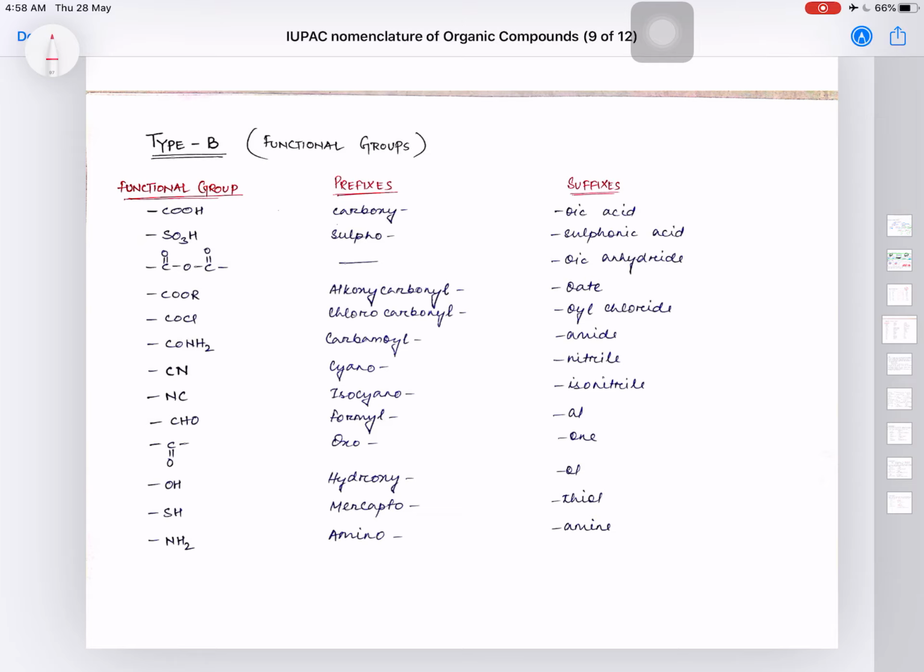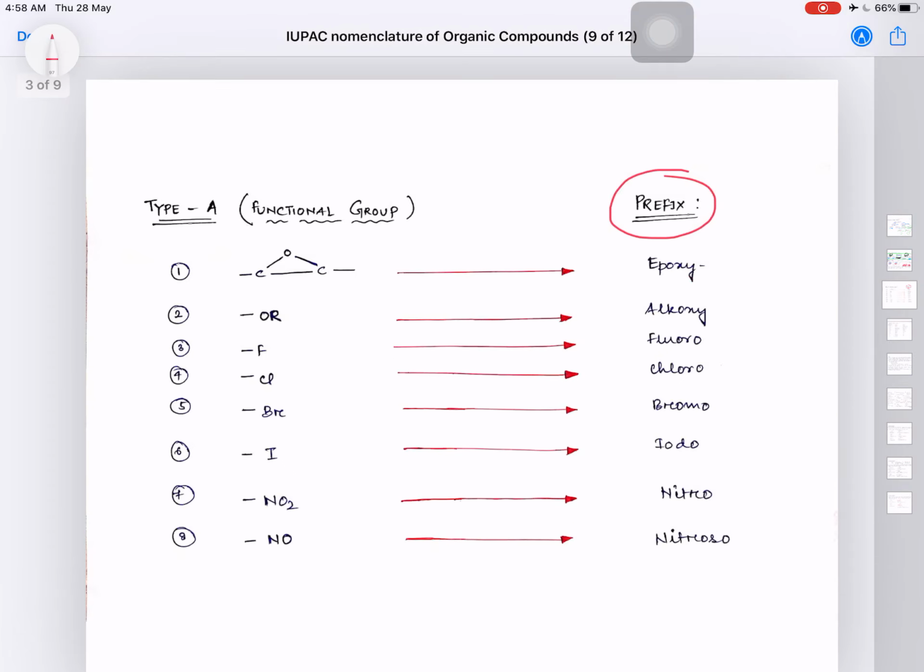Let us come back to type A functional groups. Type A functional groups are: epoxide, alkoxy, halogens (fluorine, chlorine, bromine, iodine), the nitro group, and the nitroso group. So these are the 8 different types of functional groups which are written only in prefix. If you have any of these type A functional groups, you will not be confused. You will simply write these names in the prefix only.